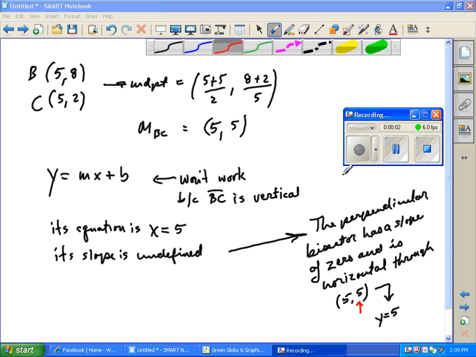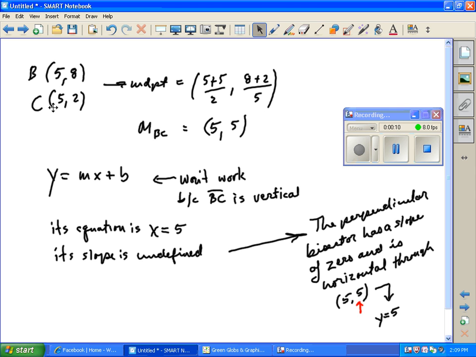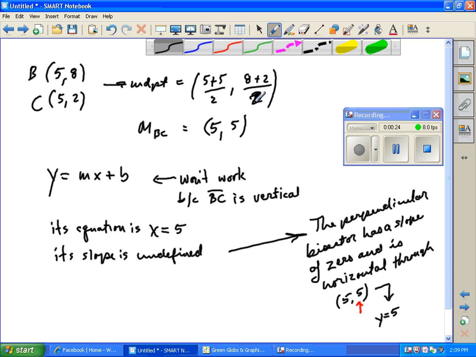Okay, while we were gone here, I did the calculations for BC. B was (5, 8), C was (5, 2), so its midpoint was (5 plus 5) divided by 2, which of course is 5, and then (8 plus 2) divided by 2. I was already thinking of the answer, which is also 5. So we have the midpoint of BC is (5, 5).